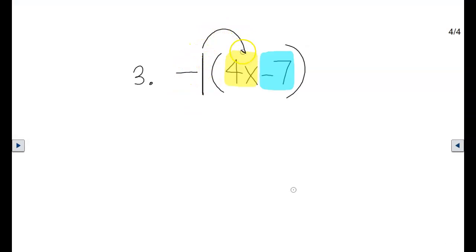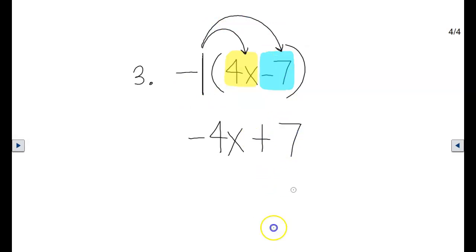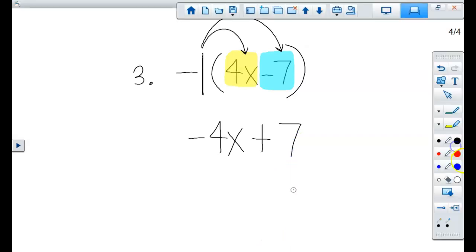So first, we're going to do a negative 1 times 4x. Negative 1 times 4 is negative 4, and we bring down that x and reattach it. And then we're going to finish this off with negative 1 times negative 7. If I do a negative 1 times a negative 7, then I get a positive 7. So I'm going to put plus 7 in that answer. All right, now we've taken care of distributive property.